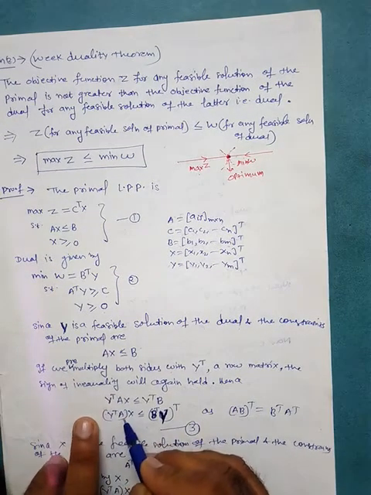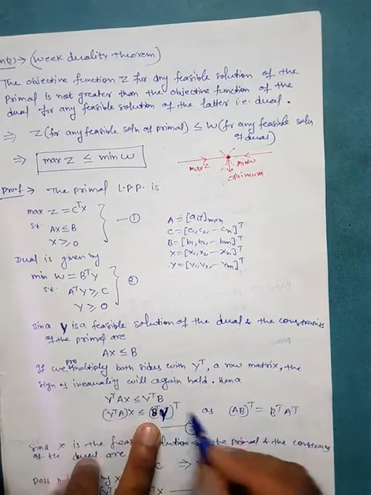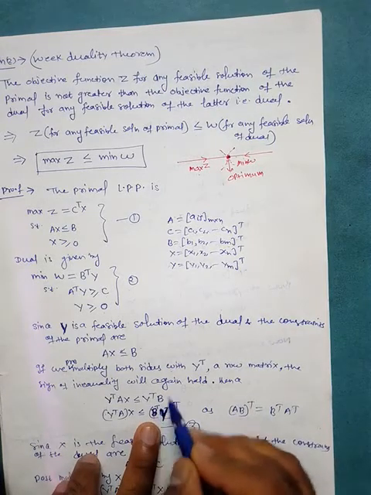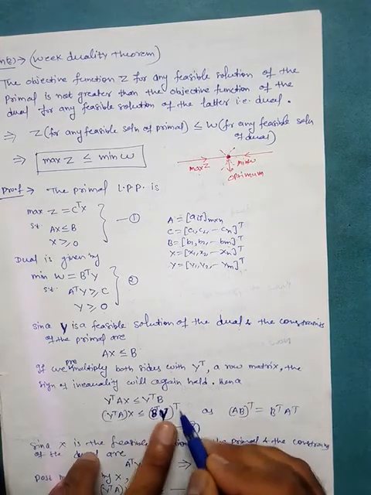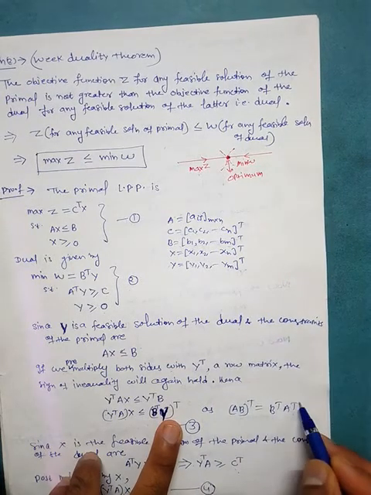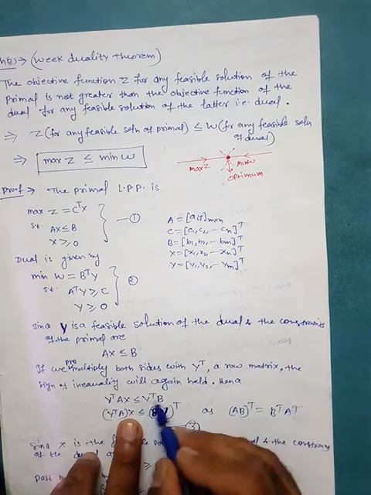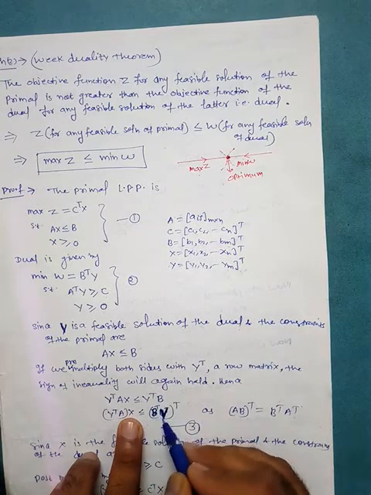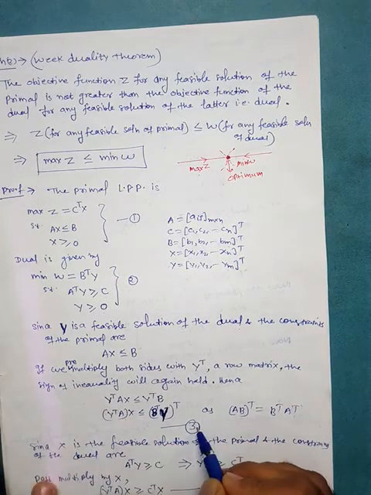So y transpose of A, with brackets here, x is less than or equal to, similarly this can be rewritten as b transpose of y transpose with the help of the property (AB) transpose equals B transpose A transpose. So this can be rewritten as b transpose of y. This is equation number 3.